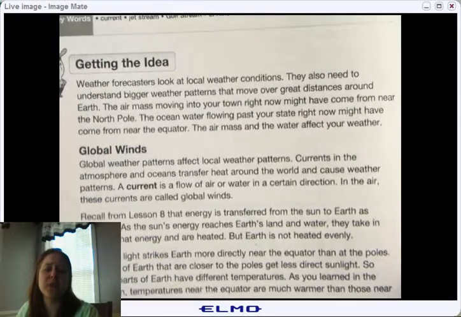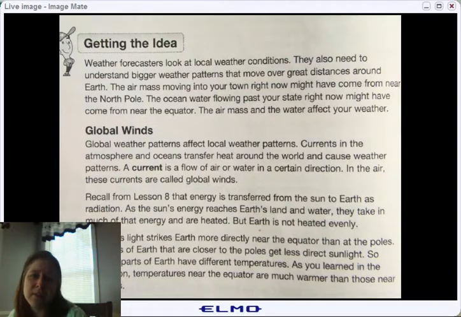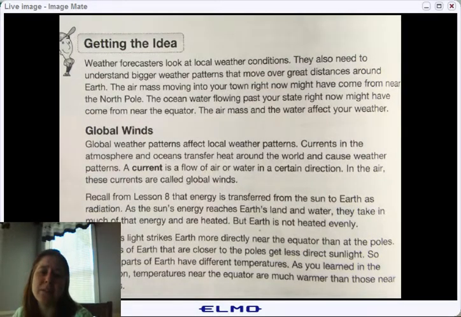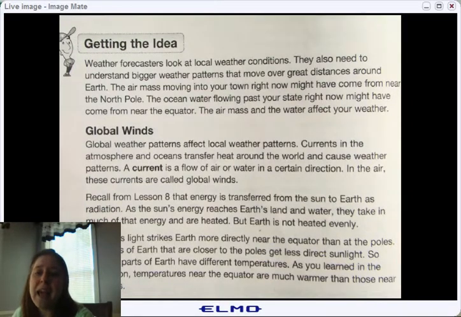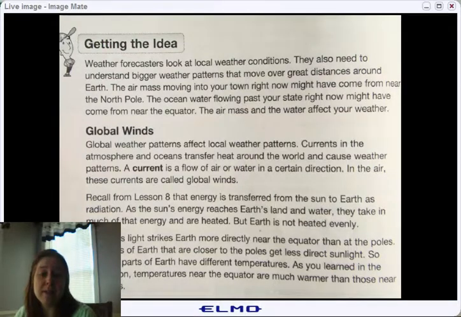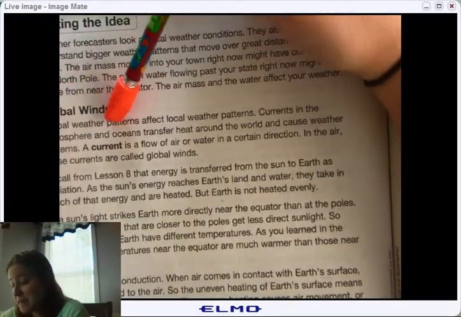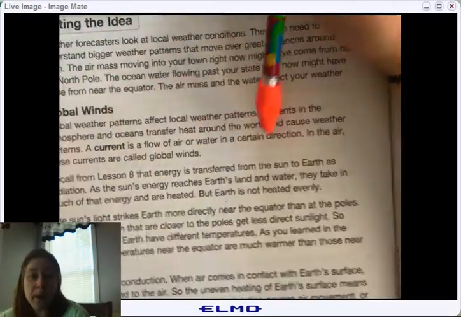Weather forecasters look at local weather conditions. They also need to understand bigger weather patterns that move over great distance around Earth. The air mass moving into your town right now might have come from near the North Pole. The ocean water flowing past your state right now may have come from near the equator. The air masses and the water affect your weather. So look at global wind patterns here. Global weather patterns affect local weather patterns.